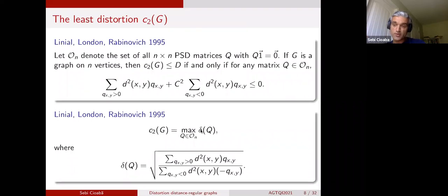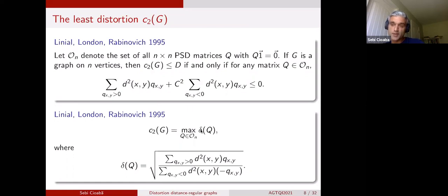They gave another formulation for the least distortion. So they, meaning Linial, London and Rabinovich. And here we use a set of all n by n, so again, the graph that I have has n vertices. So we're looking at n by n positive semi-definite matrices Q whose row sums are 0. So you have this extra condition.